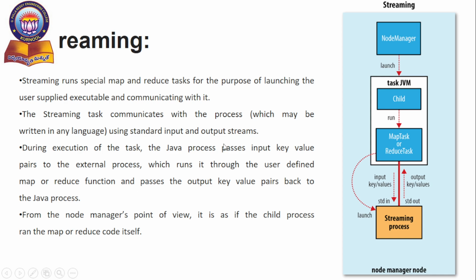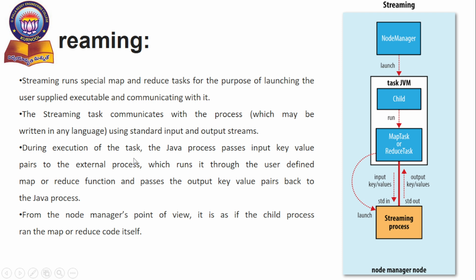Now the data streaming. How does the data stream here? See, we have the node manager and the task JVM, the map task or reduce task, and the streaming process. Streaming runs special map and reduce tasks for the purpose of launching the user's separate executable and communicating with it. The streaming task communicates with the process, which may be written in any language, using standard input and output streams.